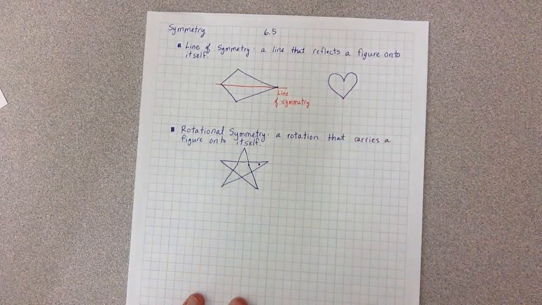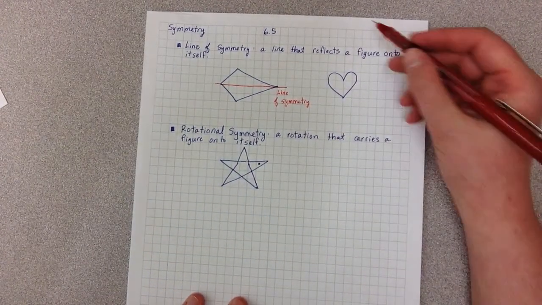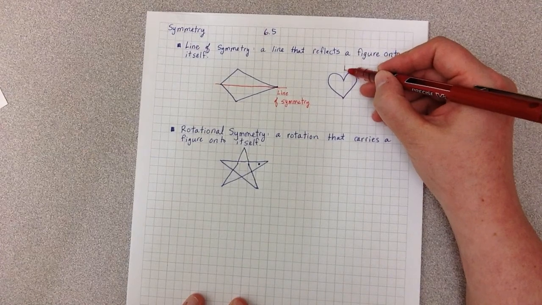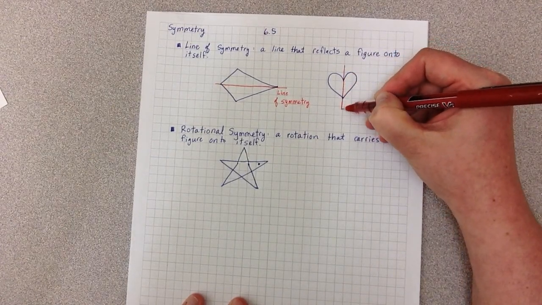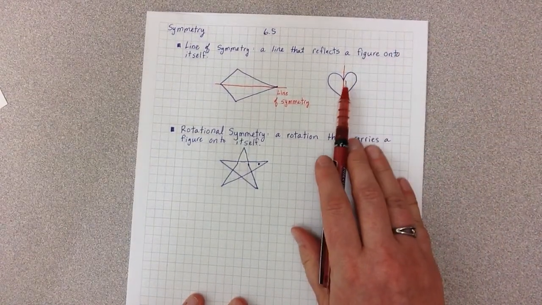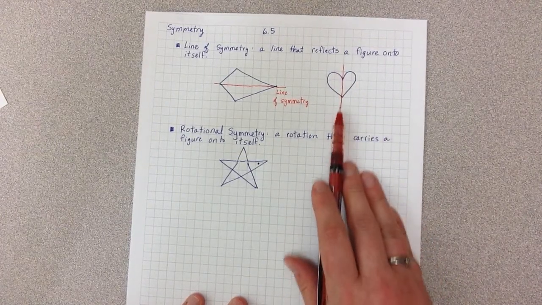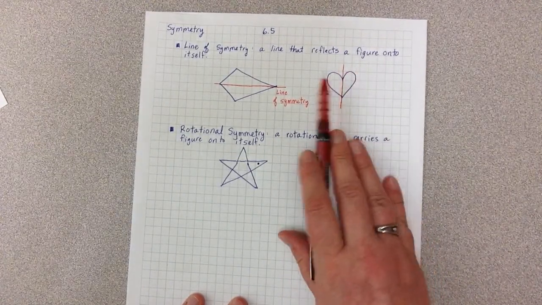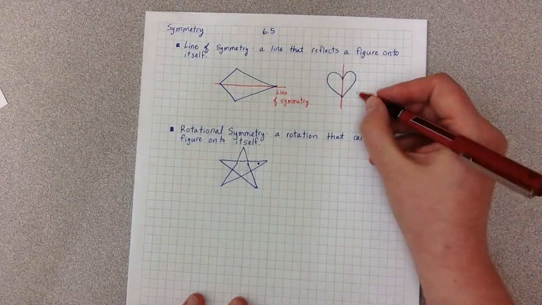Similarly, if my heart were a perfect heart, the line of symmetry would be the line that cuts the heart, so that if I fold my paper along this line, the heart ends up back onto itself.